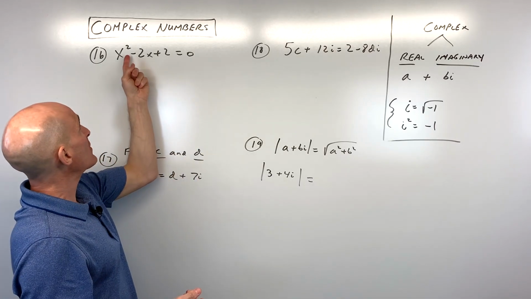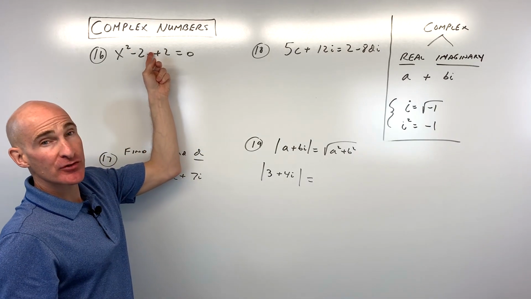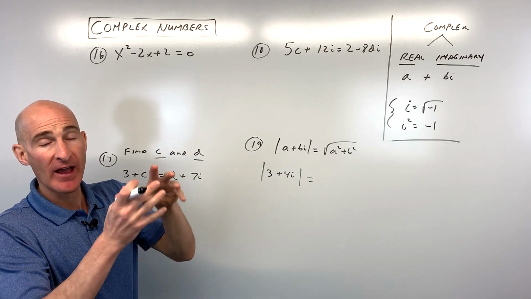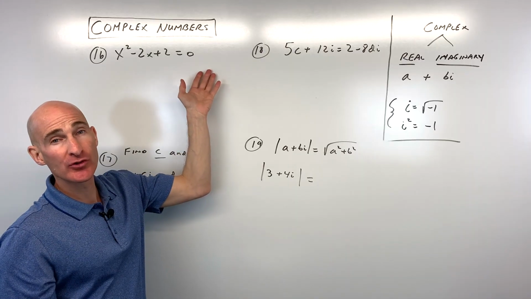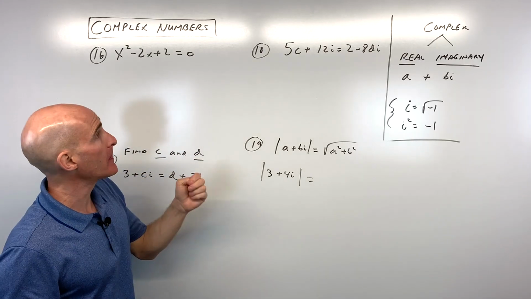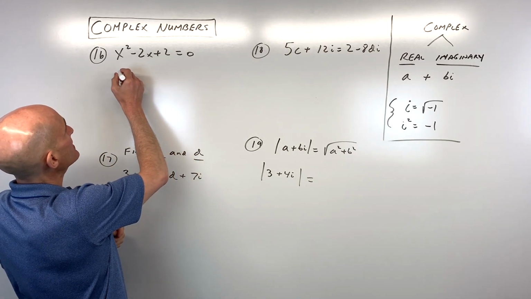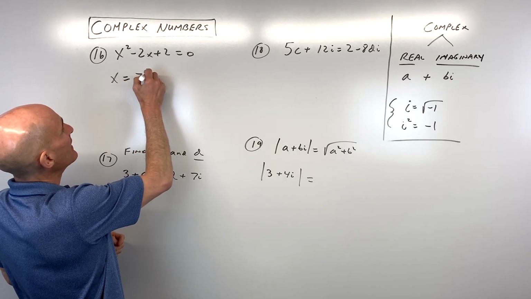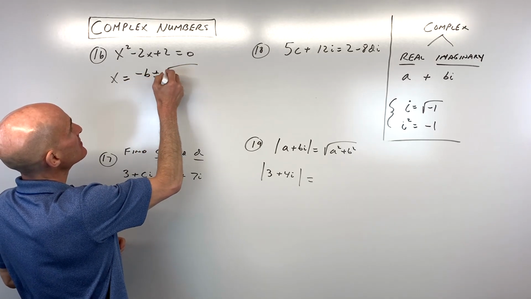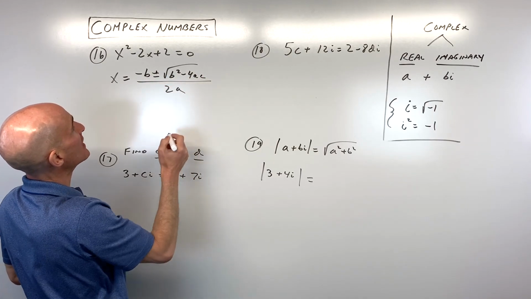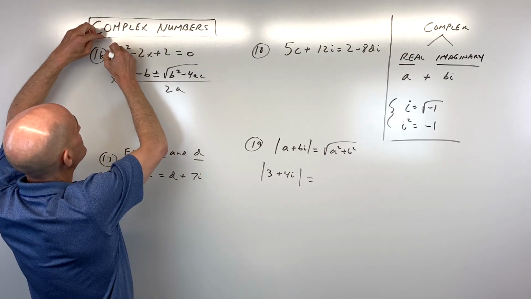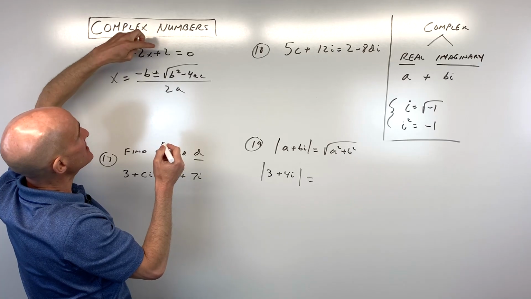Well, because we have a squared term and an x to the first term, we could either try to factor this and set the factors equal to 0. In this case, it's not factorable, so let's use the quadratic formula. Remember the quadratic formula: x equals negative b plus or minus the square root of b squared minus 4ac, all over 2 times a. In this case, a is 1, b is negative 2, and c is positive 2.